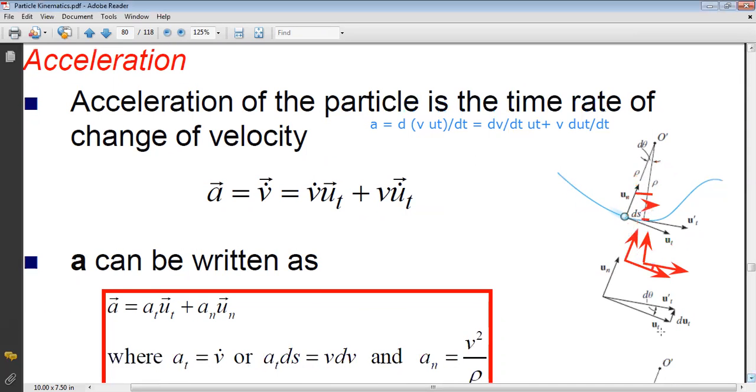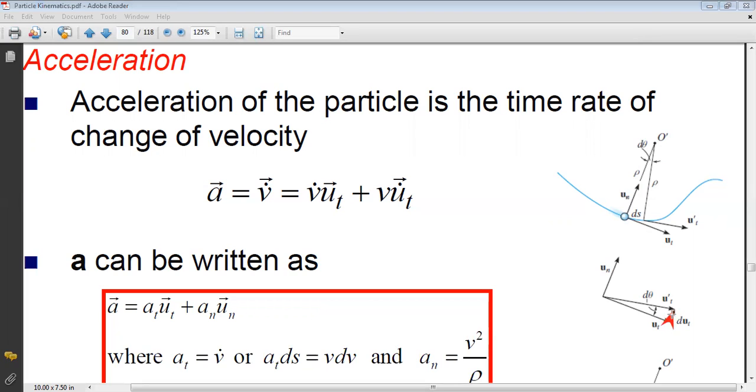Now if I do a clearer figure here, I can represent the two vectors ut and ut prime and show that the angle between them is d theta. Then what is dut? Dut is the change in ut, so you can draw it very easily, because dut is simply the difference: dut is equal to ut prime minus ut. From this figure, from the vectorial relation, ut plus dut will give me ut prime.